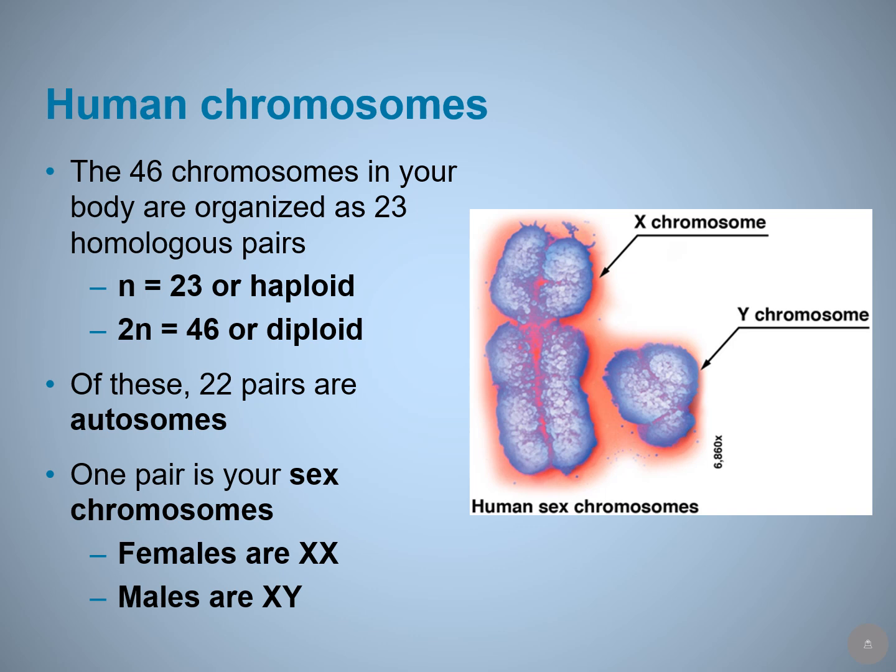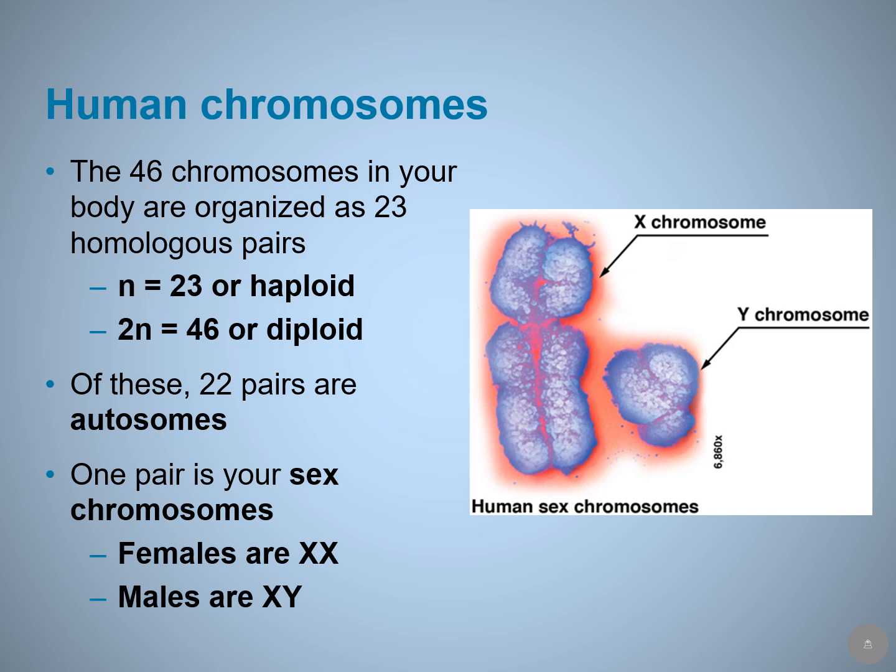The 46 chromosomes in your body are organized into 23 homologous pairs. The word homologous means that they are the same or that they look alike. You have inherited 1/2 from mom and 1/2 from dad. Remember that for humans, n is equal to 23. This means that in each of your gamete cells, you have half of the DNA, which makes them haploid. In the rest of your cells, you'll have 46 chromosomes, which means diploid. So you are a diploid organism because you have 2 times the DNA, 1/2 from mom, 1/2 from dad.